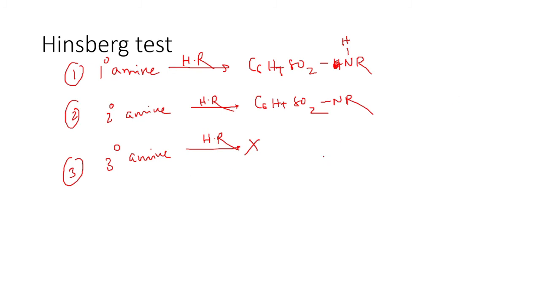So by this you can simply say that this is a secondary amine and this is a tertiary amine, but again you see that the reaction takes place with both primary and secondary amines. Now how can you distinguish them with Hinsberg reagent itself? So now we will mix this product in an alkali medium. What is alkali? A strong base, NaOH or KOH.